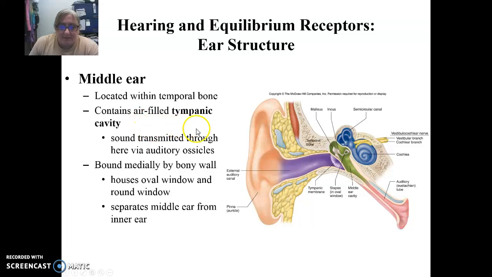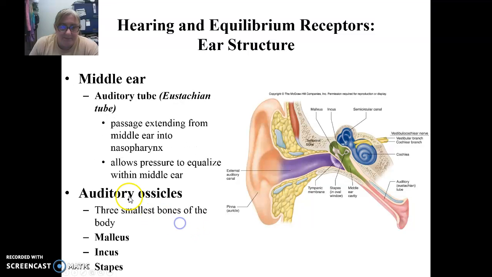Our middle ear extends from the tympanic membrane to the oval window, and it includes this long auditory tube called the eustachian tube, as well as our three auditory ossicles. The auditory tube, known as the eustachian tube, functions in equalizing the pressure of the middle ear. So as sound waves move in, they hit on this tympanic membrane, the vibrations move through the three auditory ossicles and then into the inner ear.